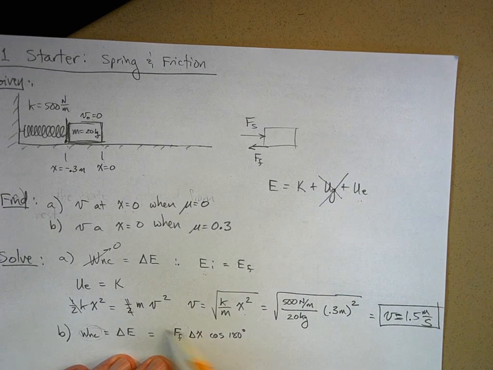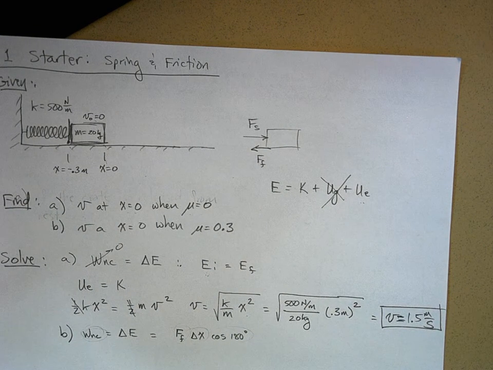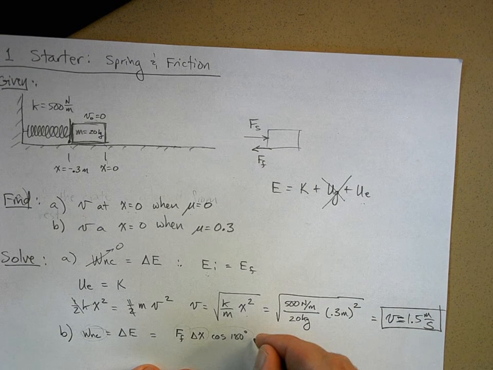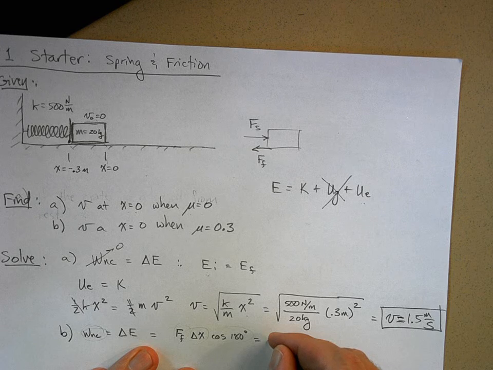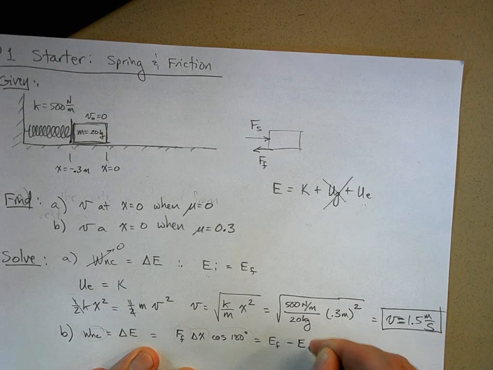The magnitude of the force times the magnitude of the displacement times the cosine of 180, because they're in opposite directions. So friction is doing negative work here, and that makes sense because negative work means we're taking energy out of the system. We're losing mechanical energy. Friction turns everything into the random motion of molecules and so on. Now that's going to be equal to E final minus E initial.